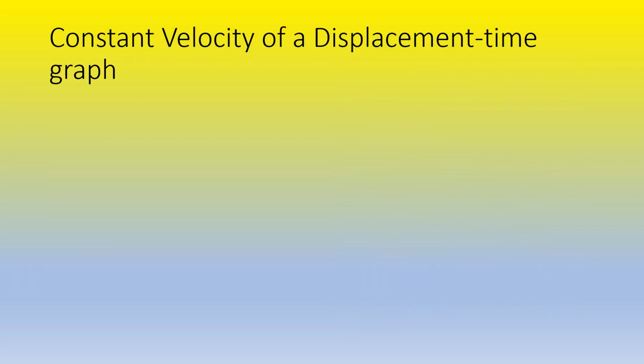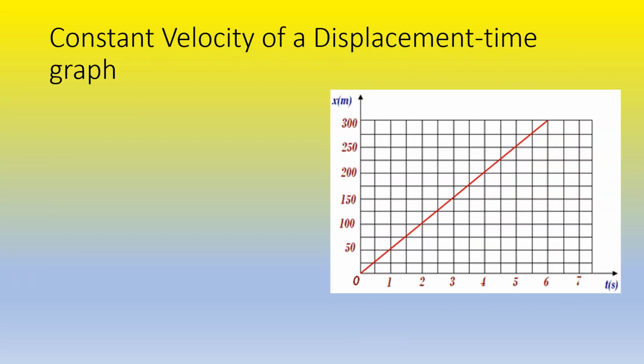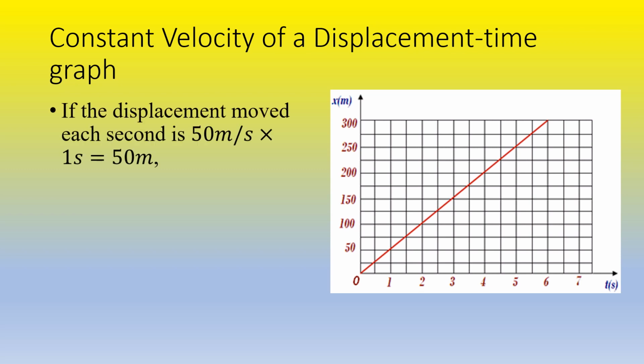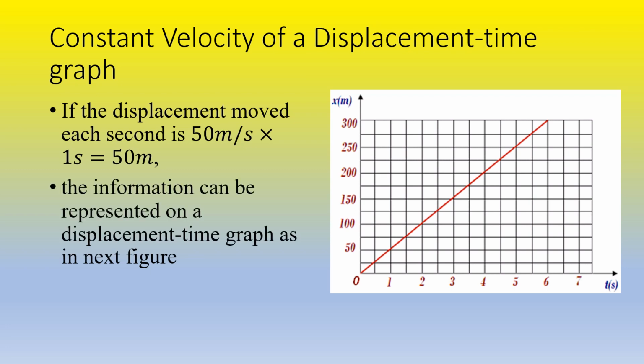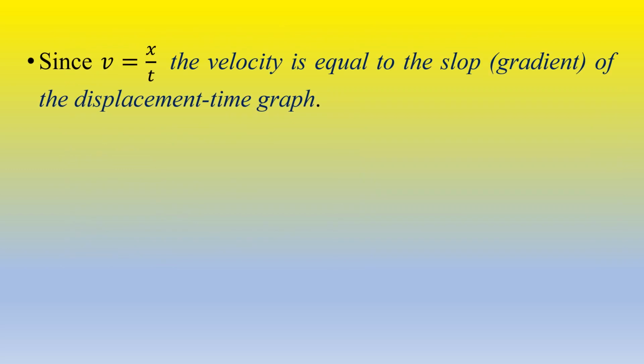Constant velocity on a displacement-time graph. If the displacement moved each second is 50 meters per second times 1 second equals 50 meters, the information can be represented on a displacement-time graph as in the next figure. Since v equals x over t, the velocity is equal to the slope, gradient, of the displacement-time graph.